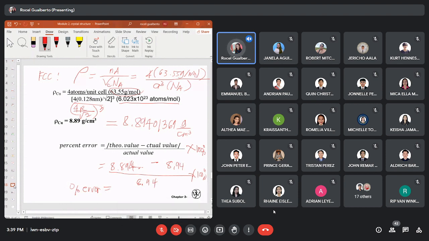Ano pong sagot din eh? 0.51%. The others? 0.51% din po. Okay, correct. Yun po iba, galaw-galaw. Tingnan po kung paano ba kinocompute yung value.